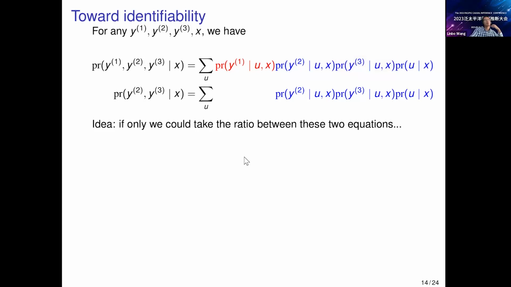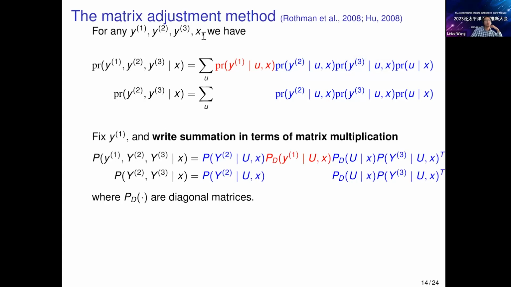But instead, I'm going to use a technique called the matrix adjustment method. So the idea here is to write the summations in terms of matrix multiplication. Here, every term will be a matrix, and this PD here means this is a diagonal matrix. So this is exactly the same as what I showed above, except that I just write this multiplication in terms of matrix multiplication.